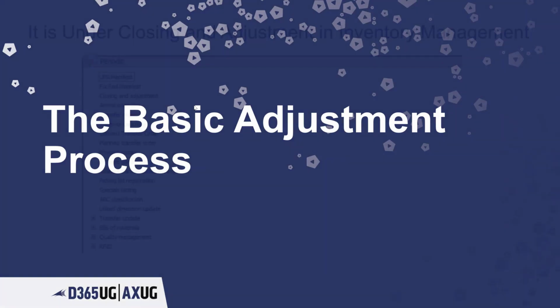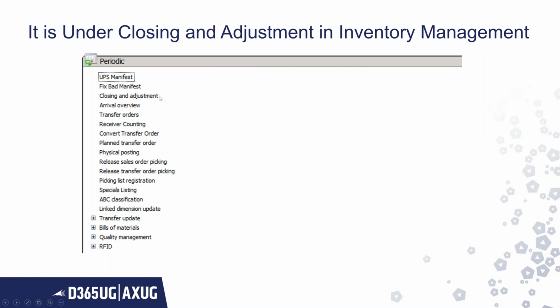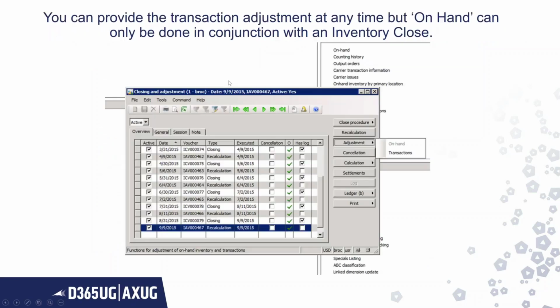Okay. What we're seeing here is saying it's under closing and adjustment. And if you look at cost management in 365, it's also under closing and adjustment. Okay, all they're saying, you can do a recalculation at any time, but the on-hand can only be done in conjunction with an inventory close. That's all this statement is. I'm not sure exactly why I have it there, but okay.